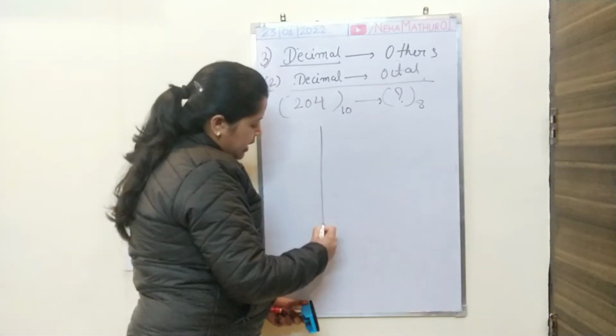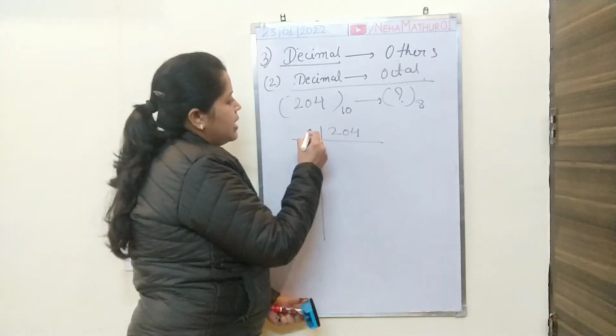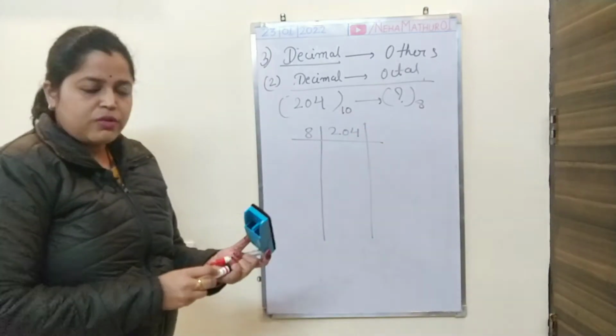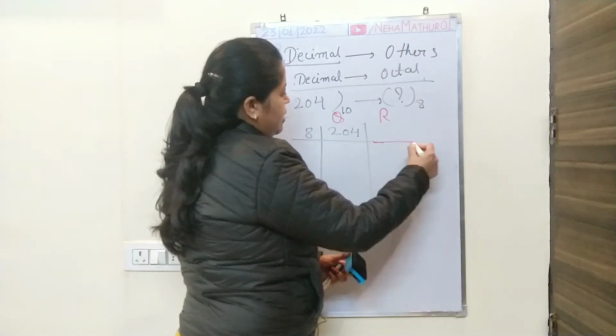So again, 204 is your quotient and you want to divide that number by 8. I need to collect all the remainders over here. So this is your quotient and I am collecting the remainders over here.